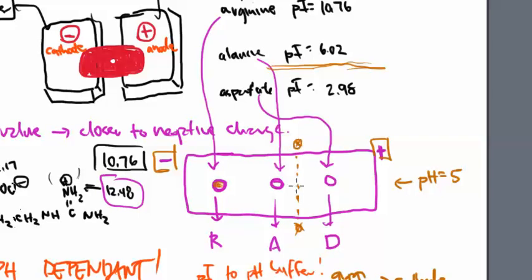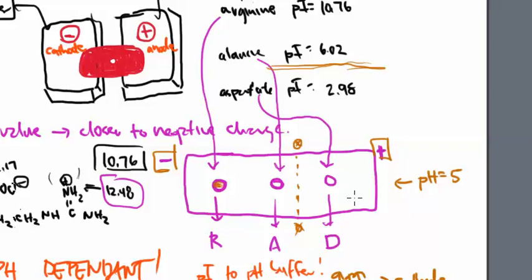So this is where neutrality is at. Let's just pretend that's what happened here. Well, 10.6 is higher than 5, which means it's more positive, so it's over here to the left. 6.02 is higher than 5, that means it's more positive, so it's over here to the left. 2.98 is lower than 5, which means it's kind of more negative, so it's over here to the right. And that is kind of how you would order those amino acid separations.